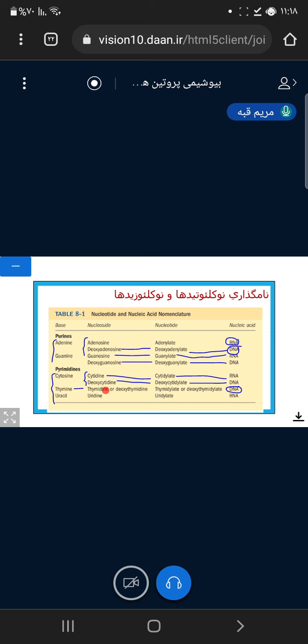Thymidine or deoxythymidine are both correct for nucleoside. For nucleotide, thymidylate or deoxythymidylate, they're both correct.